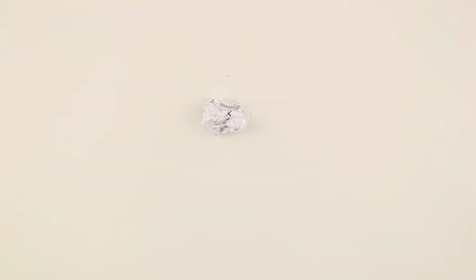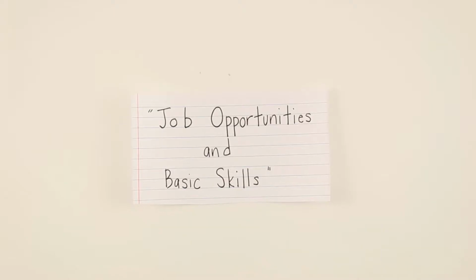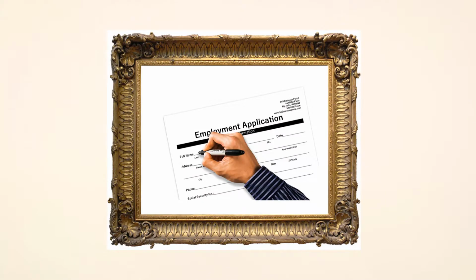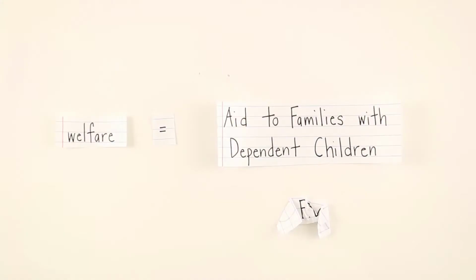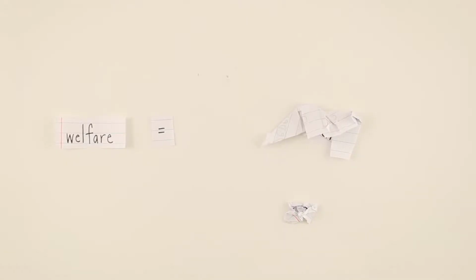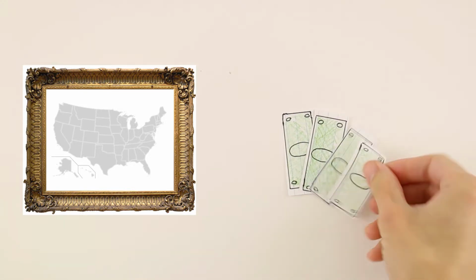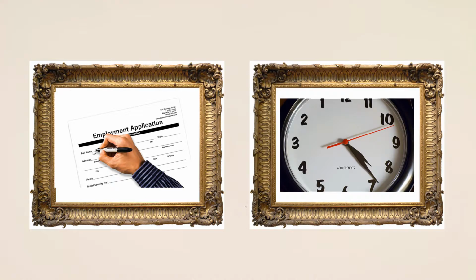In 1988, Congress created a new program called Job Opportunities and Basic Skills, meant to help people find jobs so they didn't have to rely on welfare. In 1996, the federal government ended AFDC and began giving the funds to the states to implement their own welfare programs. The states were required to follow guidelines on work requirements and time limits.